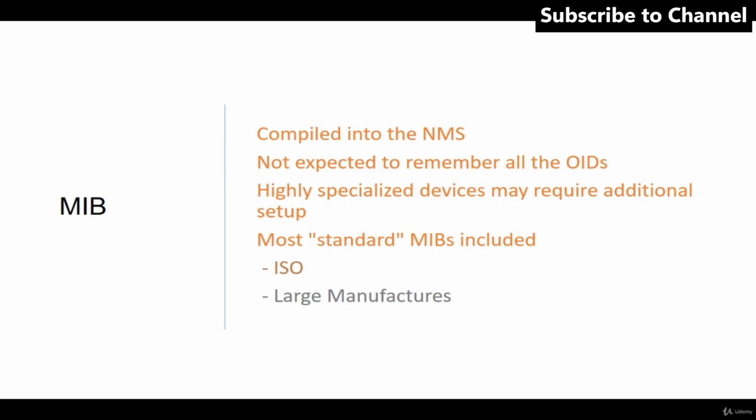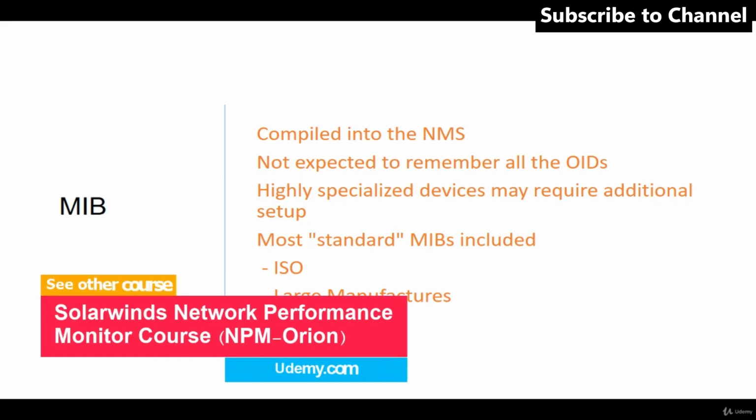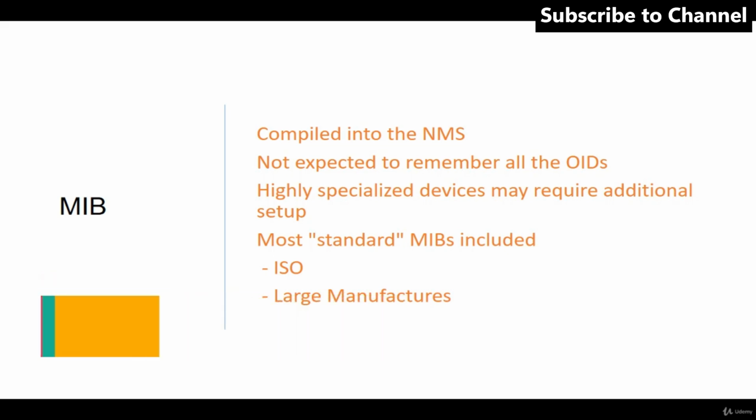Usually these are the ones from the ISO, which are things like the system name, the uptime, and the operating system version. But many large manufacturers, such as Intel, Juniper, or Cisco, also come with nearly every network management system. And again, if you have a specialized device from even those manufacturers, you may still have to compile in a custom MIB, or perhaps there is more detailed information in their custom MIB than what comes with the network management system.